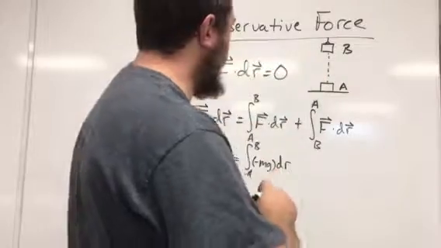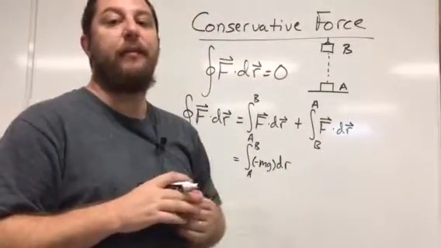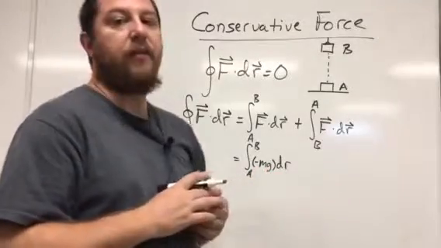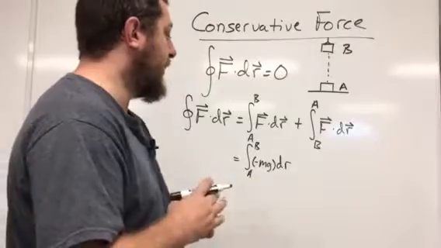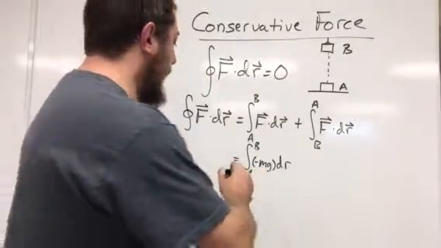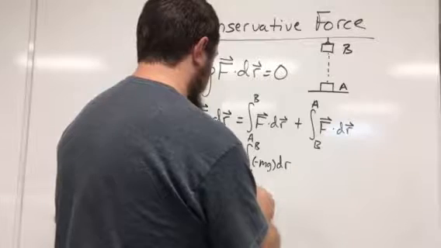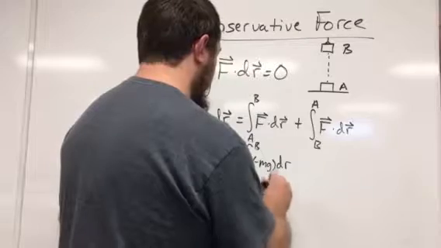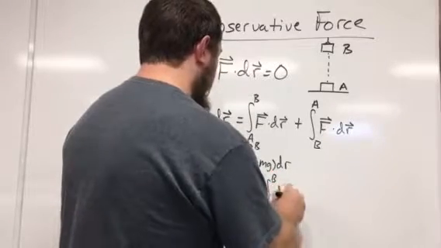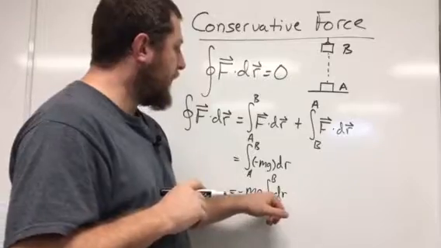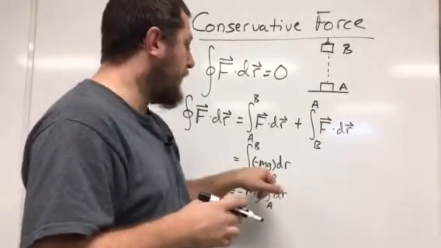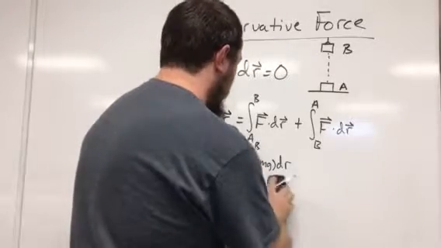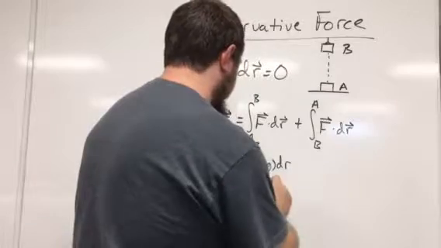Since the force and the displacement are actually anti-parallel in this case, the cosine of the angle between them goes to 1, and we can just write it as this. And mg is constant, so this can come out of the integral. This is just the integral of dr from A to B. But the integral of dr is just r, and from A to B, this becomes b minus a.